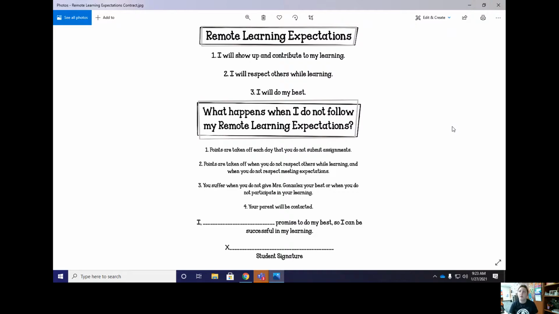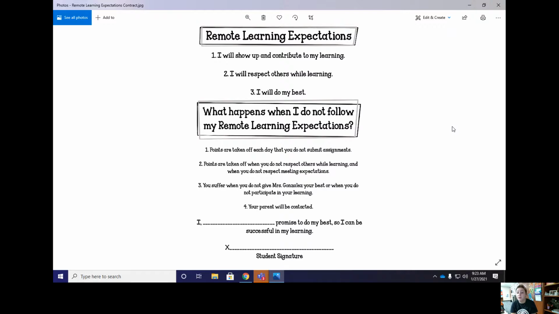I want you guys to get on and I want you to do your best because this is your education. You are the only one that is going to get affected by this. So I want you to put your best foot forward every single day. And I just want you to keep that in mind, that this is your education. It's all about you and you becoming better than you were yesterday.